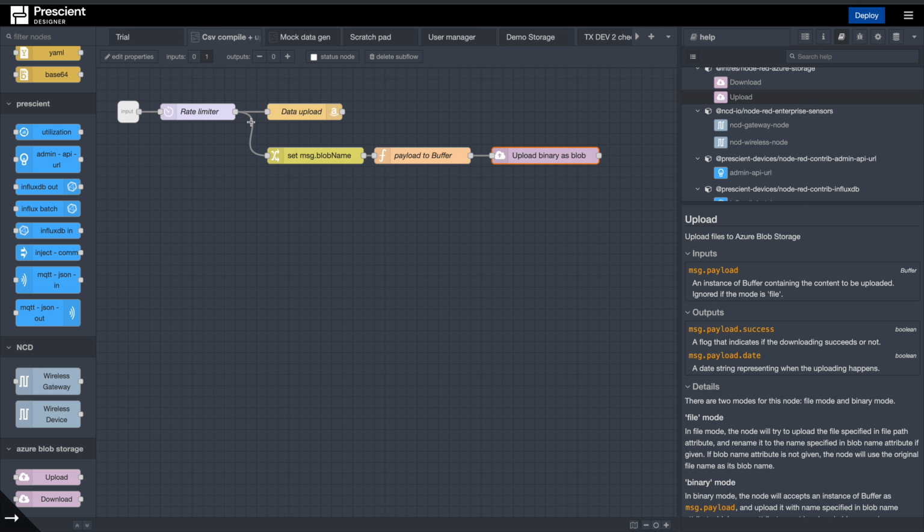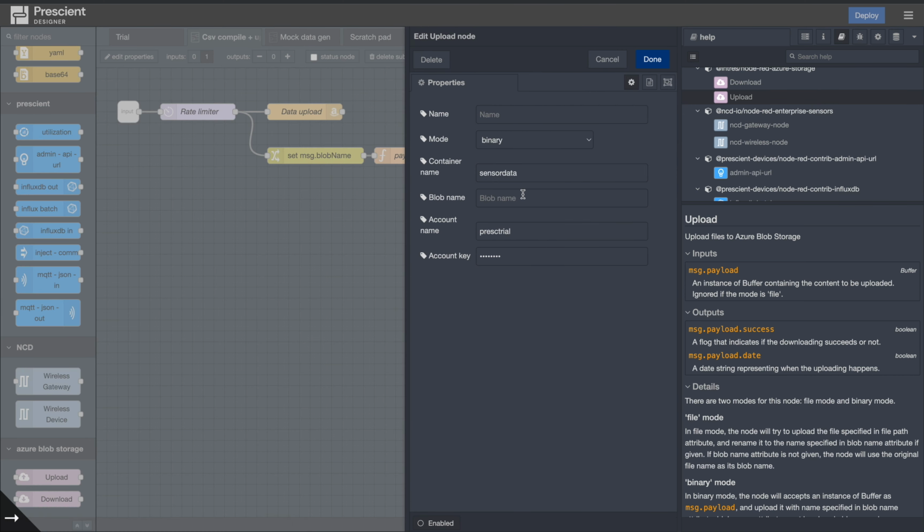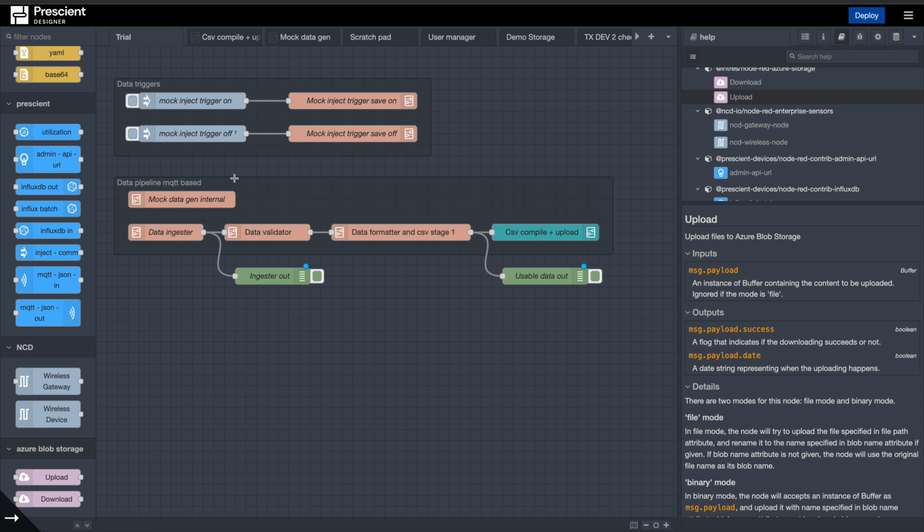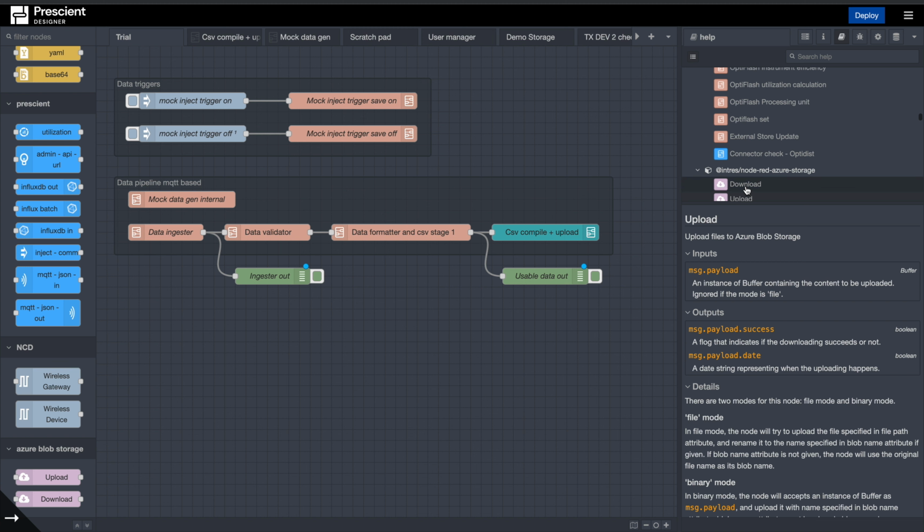Your data remains the same. You do need this additional bit of modification. This node works fairly well. You have those two modes. And this is essentially what you need to get started with your uploads with Azure Blob Storage. You can start with downloads also using the other node.